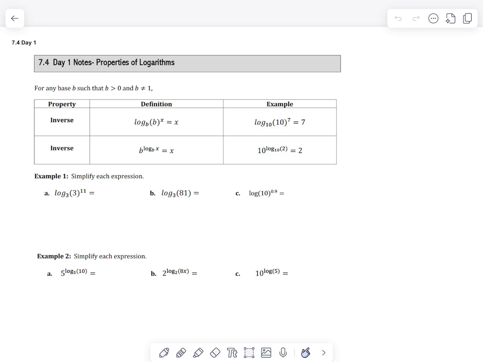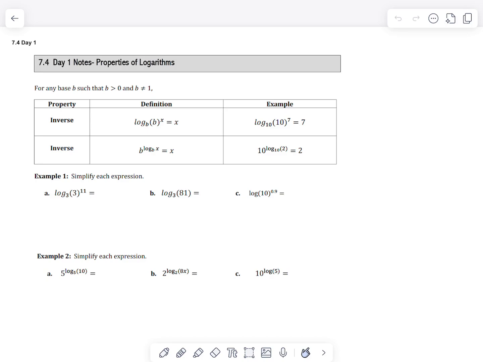All right, this is the property of exponents lesson. For any base b such that b is greater than 0 and b is not equal to 1, we have a couple properties. They're inverse properties. The first one is you have log base b, and we have an exponential of that same base. Then they essentially cancel each other out and you're just left with x. So here's an example. Log base 10 of 10 to the 7th power will just equal 7.